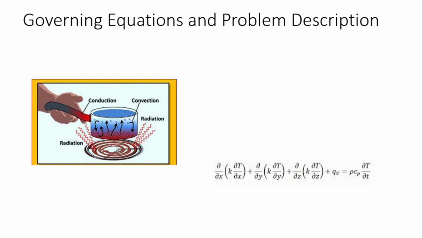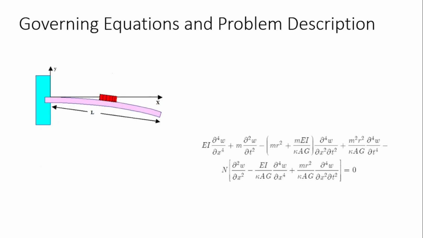Then you have heat transfer, where heat is being moved from one point to the other via any of the heat transfer modes, whether it's conduction, convection, or radiation. There's one standard governing equation which we can see here that can be used to describe this situation. Then this is the beam bending equation, when a beam is subjected to several loads, whether dynamic or static. This equation is suitable for solving it, and you can choose to solve this equation using the finite element method.